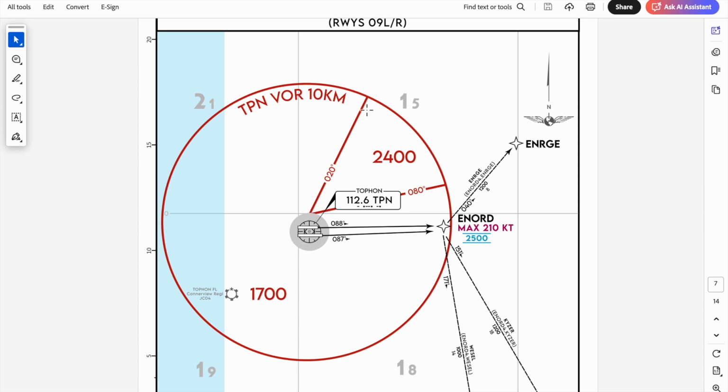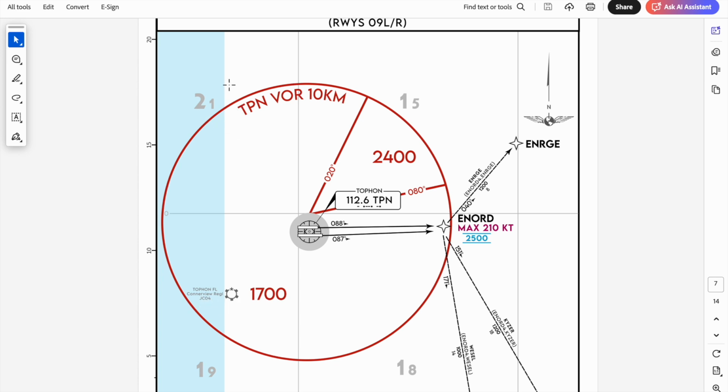So between a radial of 020 and 080, we have this 2,400 number, and that is the minimum safe altitude, or MSA, which is the minimum altitude that gives you 1,000 feet of clearance over any obstacles. For the rest of this section, it's 1,700. You can also see over here the Connervie Regional Airport. This symbol just indicates another airport, and that's JC04.